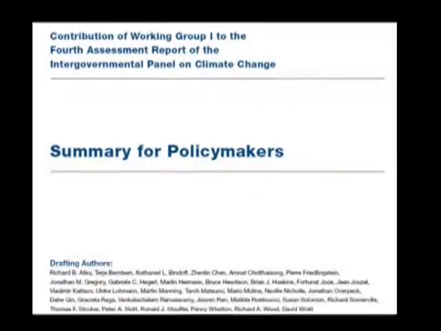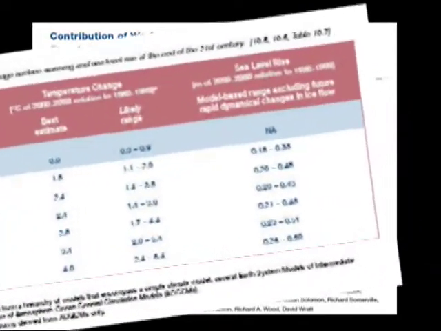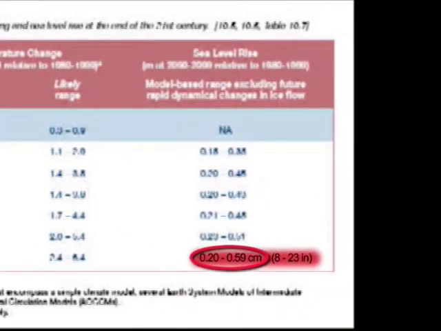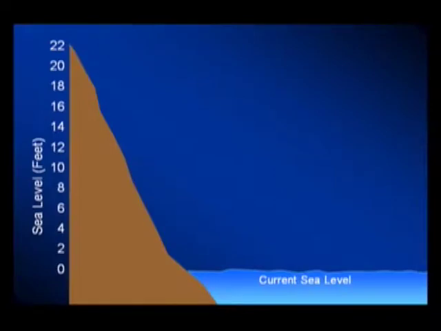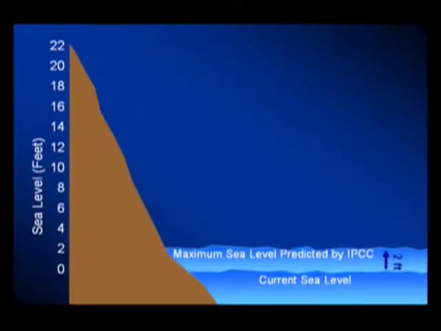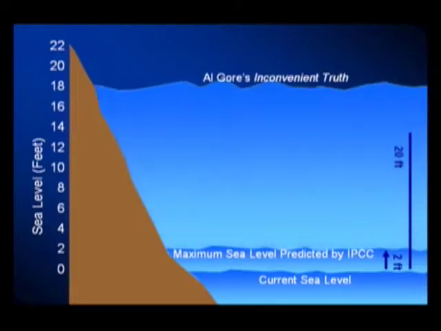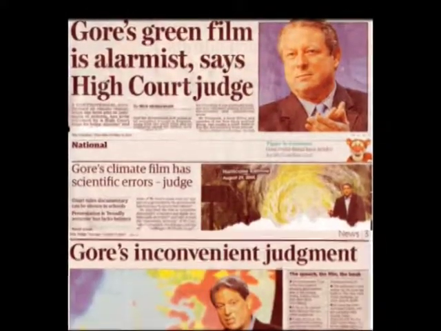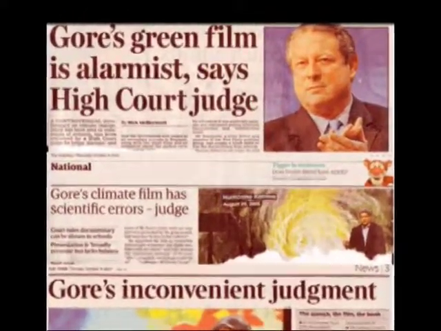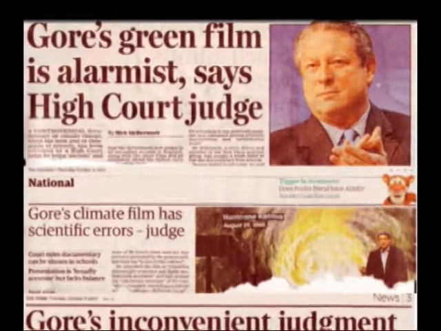Even the highly political United Nations IPCC states in their 2007 summary for policymakers that the most flooding that will occur by the 21st century is 59 centimeters or 23 inches. The only possible reason that Al Gore would use such an alarmist example would be to create a sense of raw fear in the video's viewers. In fact, the High Court of England actually agrees. The British High Court found that An Inconvenient Truth includes so many exaggerations and scientific errors that it ruled that the video could not be shown in British public schools without a disclaimer that it's a political film.